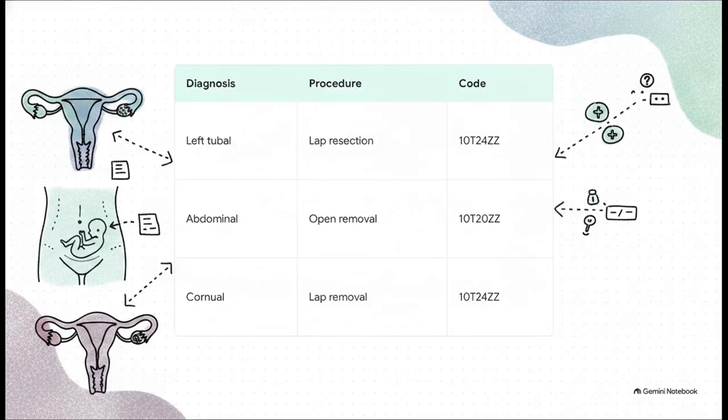You can see how standard presentations map out super cleanly based on the surgeon's approach. Take a left tubal pregnancy treated with a laparoscopic resection, for instance. That gives us code 10T24ZZ. Easy enough, right? Moving down, an abdominal pregnancy treated with an open removal translates to 10T20ZZ. And then a corneal pregnancy with a laparoscopic removal routes us right back to 10T24ZZ. The exact diagnosis, location, plus the approach, whether it's open or laparoscopic, directly informs that final code.